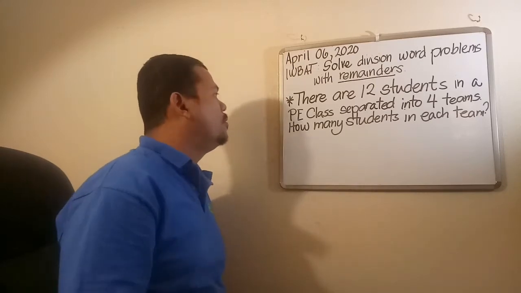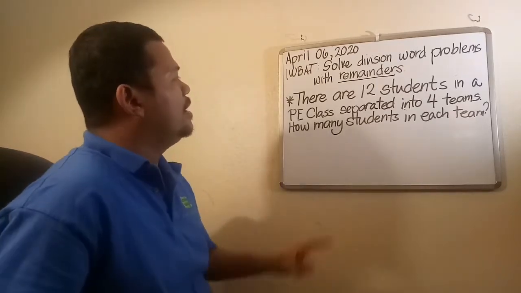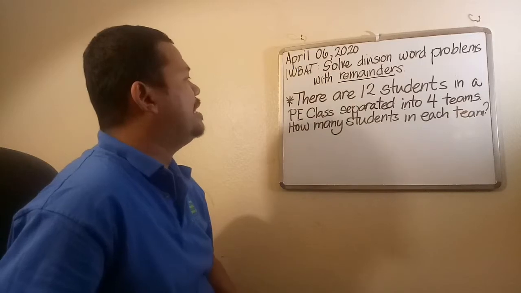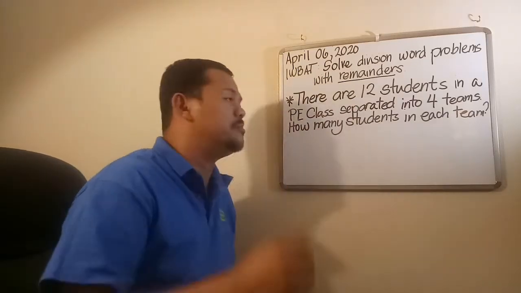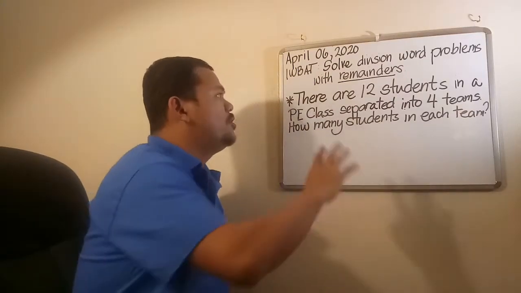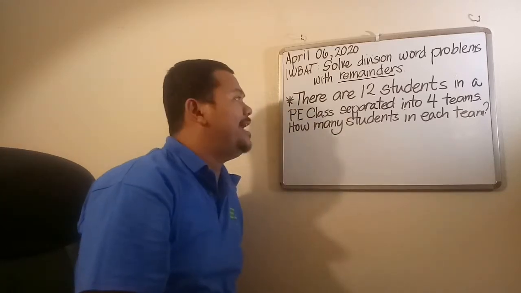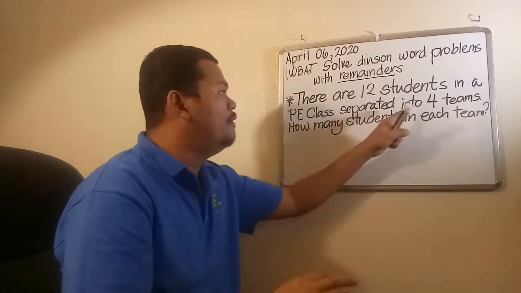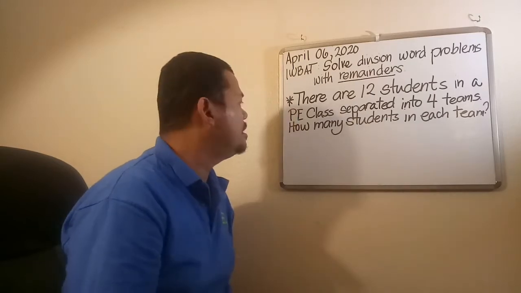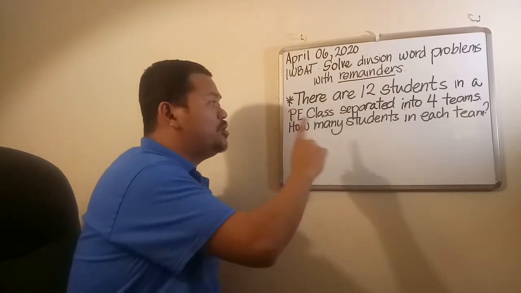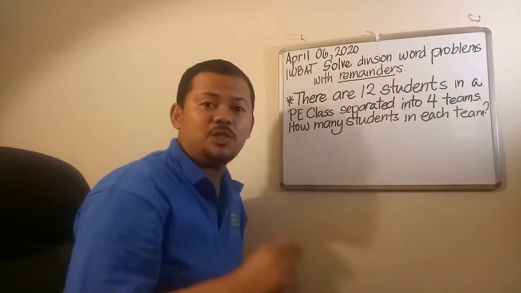So to start with, we have here a problem. There are 12 students in a PE class separated into 4 teams. Okay, so there are 12 students and they are being grouped into 4 teams. Now the question is, how many students are there in each team?